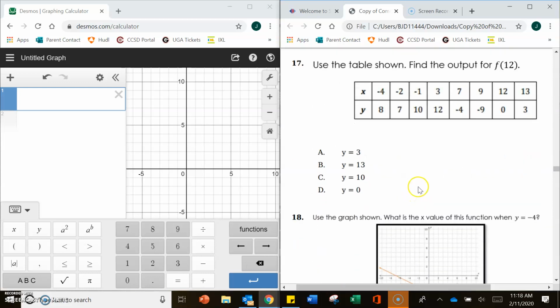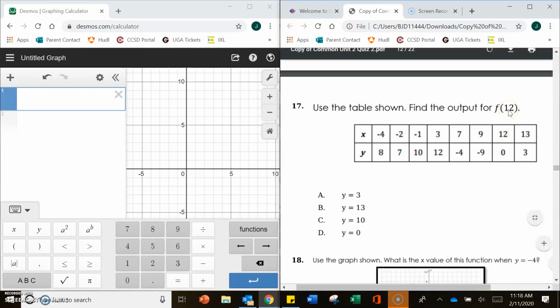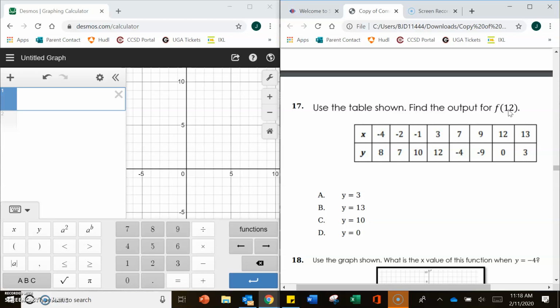Okay. Now, on number 17, use the table. Find the output for f of 12. What does this f of 12 mean? Like, what does that 12 right here represent? Yeah, that means that's what x is. Remember, if there's ever a number in the parentheses right there, that's what x equals. So x equals 12. So you're going to go on the table to where x is 12. Right here, right? So what's our answer? 0, correct? Y equals 0. The answer is D. Everybody good on that?